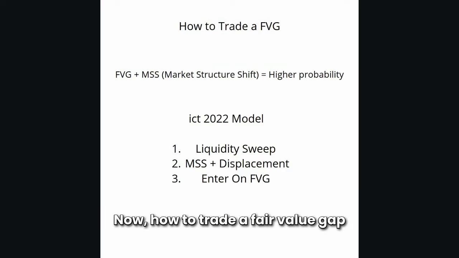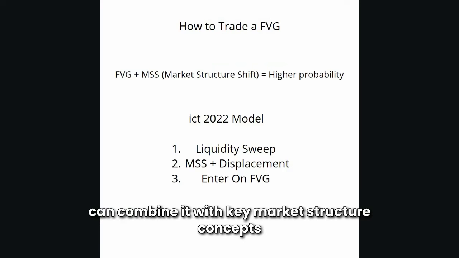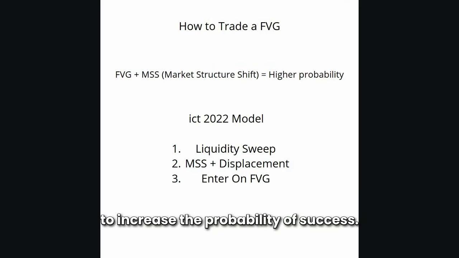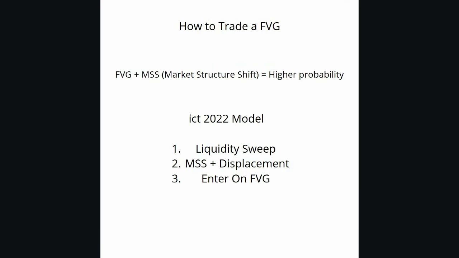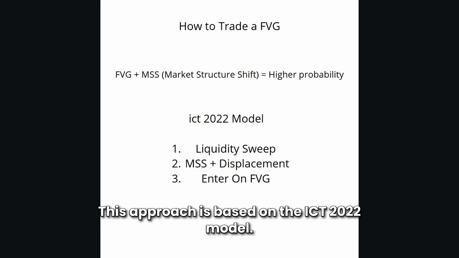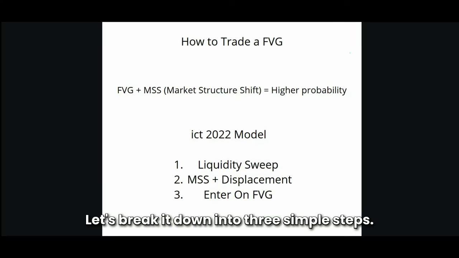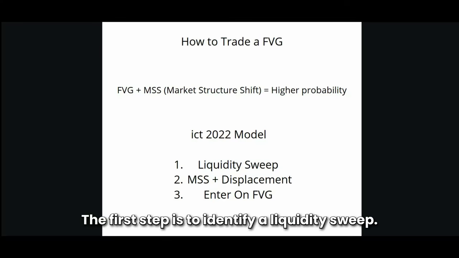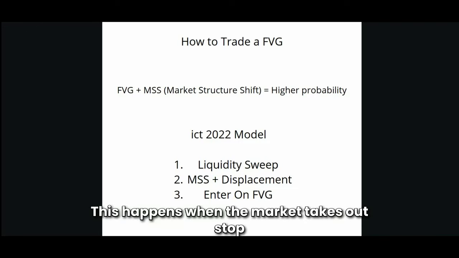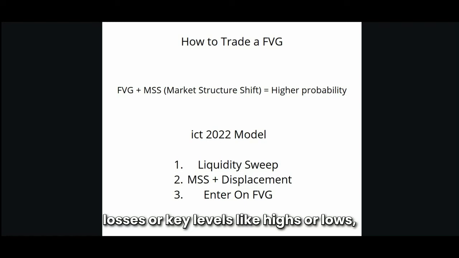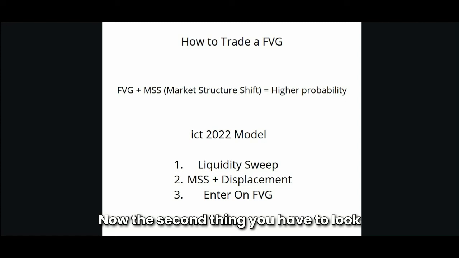Now, how to trade a fair value gap? To trade a fair value gap effectively, you can combine it with key market structure concepts to increase the probability of success. This approach is based on the ICT 2022 model. Let's break it down into three simple steps. The first step is to identify a liquidity sweep. This happens when the market takes out stop losses or key levels like highs or lows, creating a sudden spike in price.